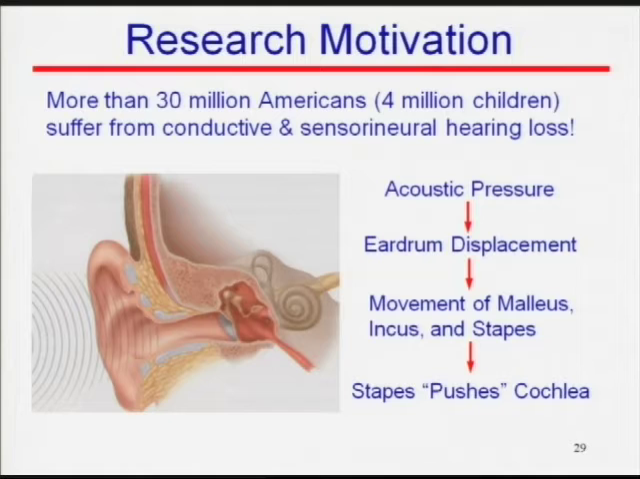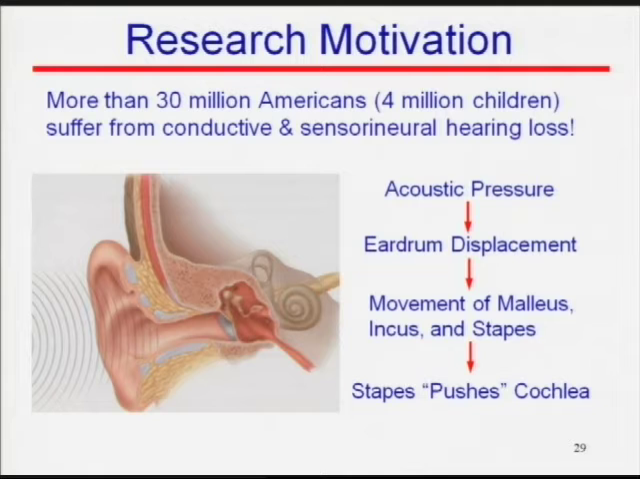Acoustic pressure information comes in through the ear canal and modulates a layer of tissue we call the eardrum, or the tympanic membrane. The tympanic membrane displacement will cause movement of the ossicular chain, which consists of the malleus, incus, and stapes. The stapes pushes on the cochlea to couple the mechanical energy into the cochlea.